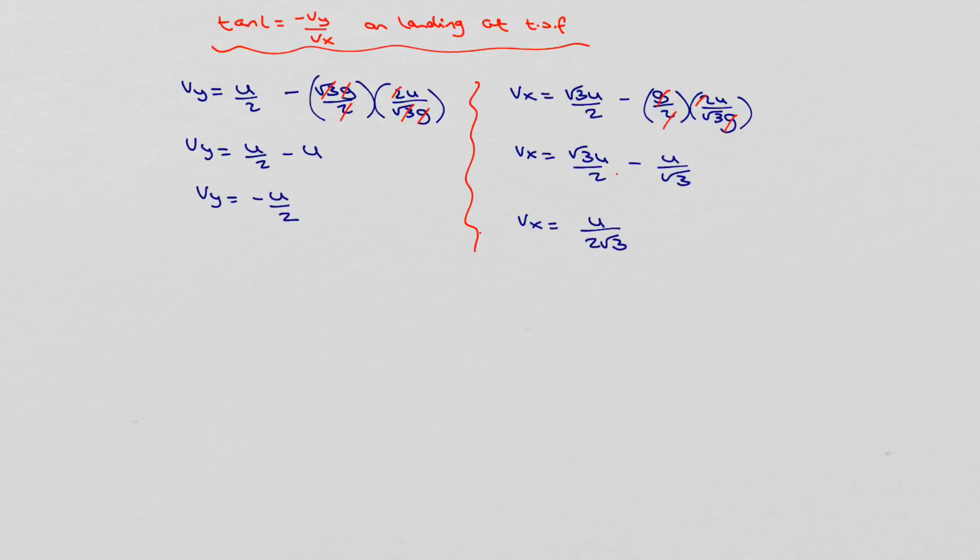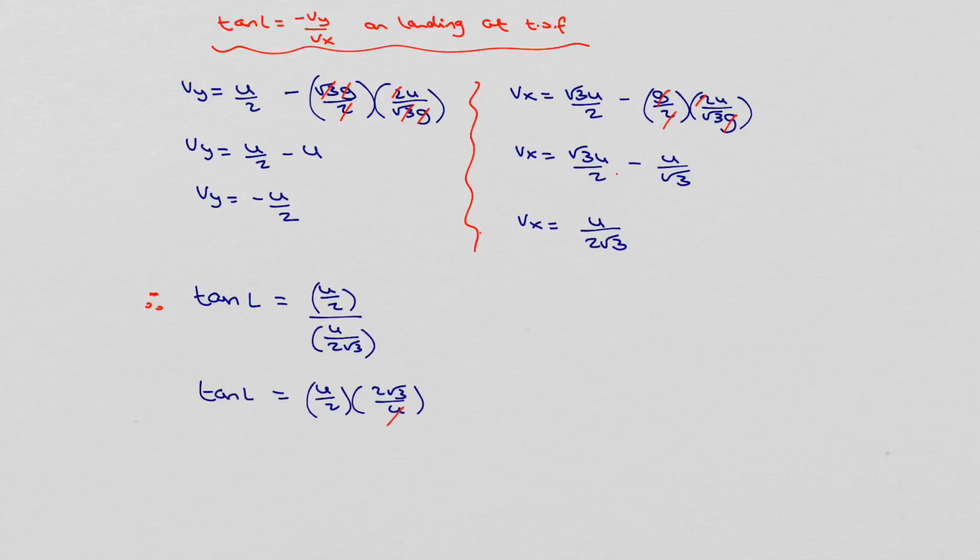So therefore we can say that the tan of our landing angle is equal to minus Vy, so that's going to be minus minus u over 2, so u over 2, divided by u over 2 root 3. And of course, if I'm dividing by a fraction, I can turn it upside down and multiply. And therefore u goes into u once, 2 goes into 2 once. And what are we left with? Well, we're left with tan of the landing angle equal to root 3.